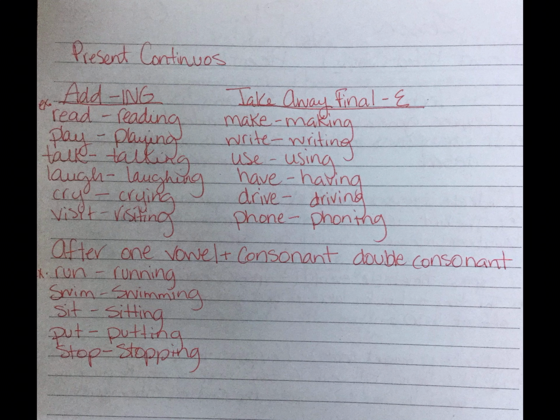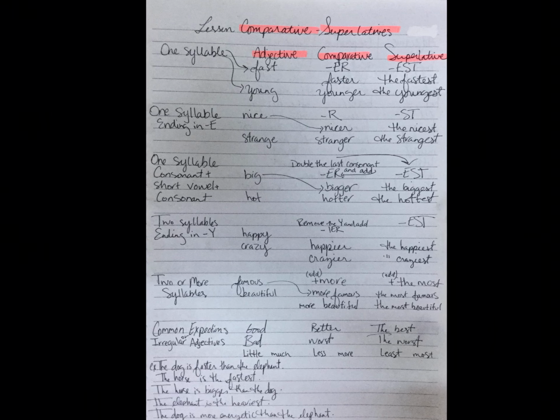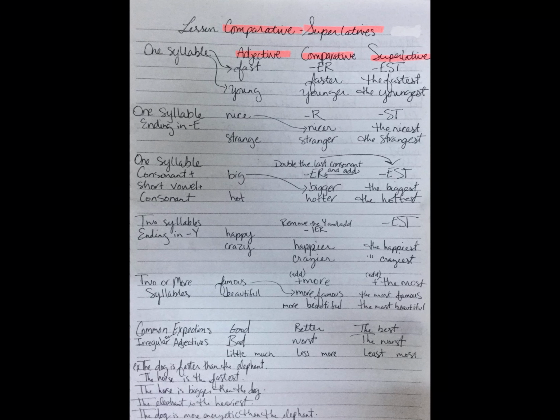Take a good look at this. Make sure you know when we need to double the consonant and when we need to add the ing and when we need to take away the E to add ing. And then here we have the comparative and superlative. We know for one syllable we add ER for the comparative, and EST for the superlative, so fast becomes faster, and then for the superlative it becomes the fastest.